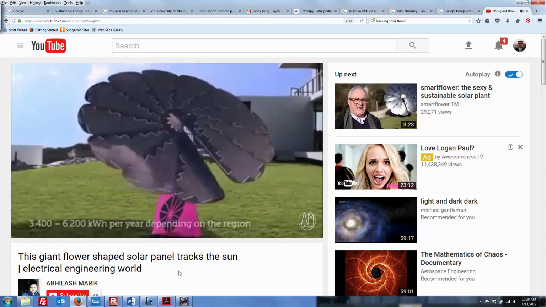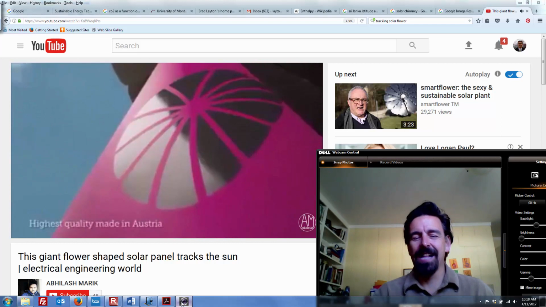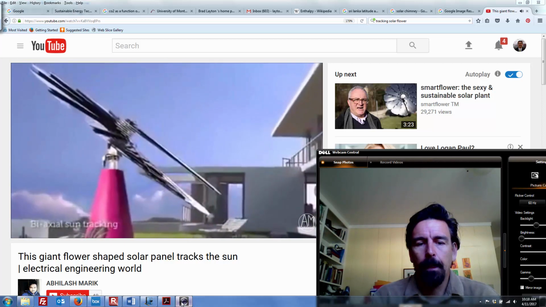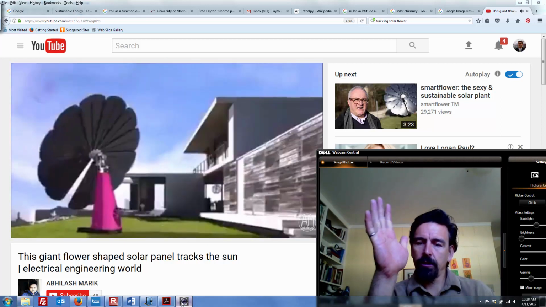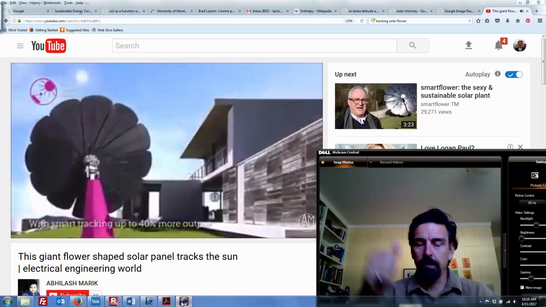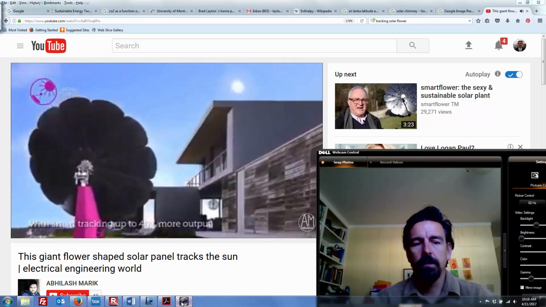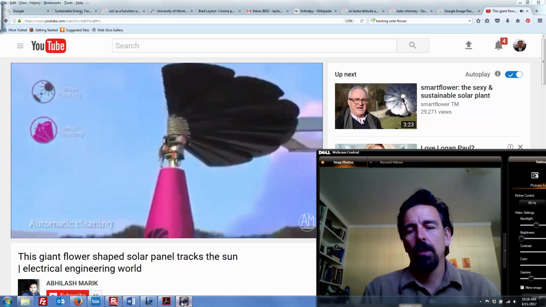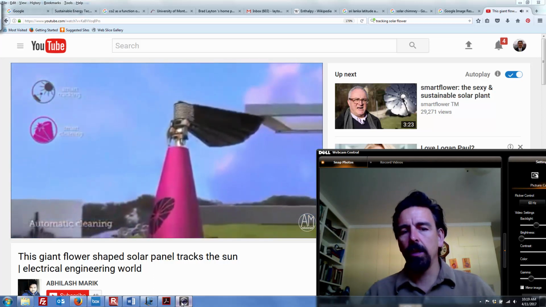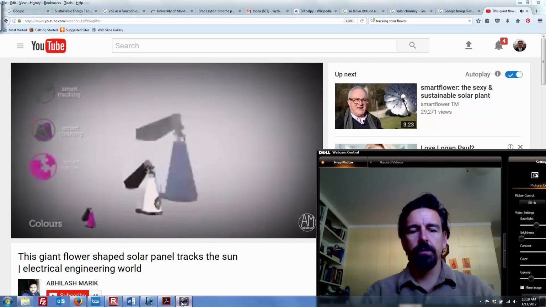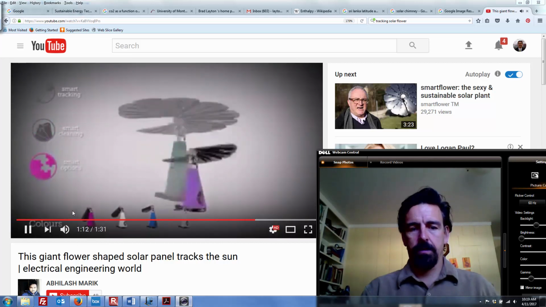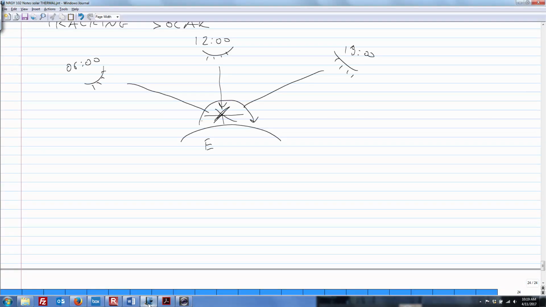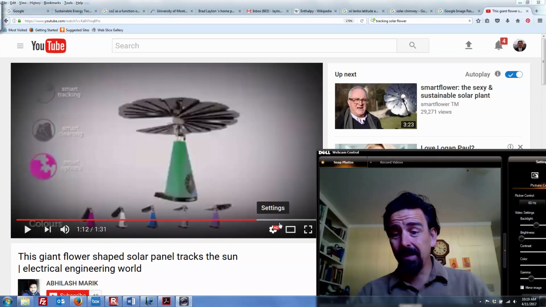I love it. It's beautiful. Maybe expensive, but during the day it follows the sun for maximum energy. And then at night, it goes down, for safety, for protection from wind, from storms. Okay, so that's tracking solar. One example.